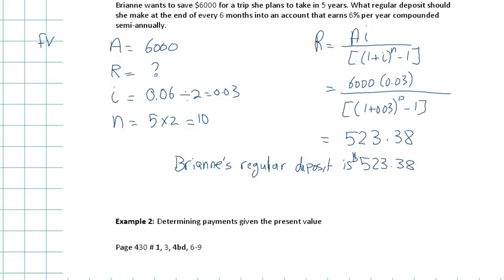Okay. Now if you're done copying this, go to the next question. Decide what you have, write down on the side what you have, what you're looking for, and what formula you need to use.